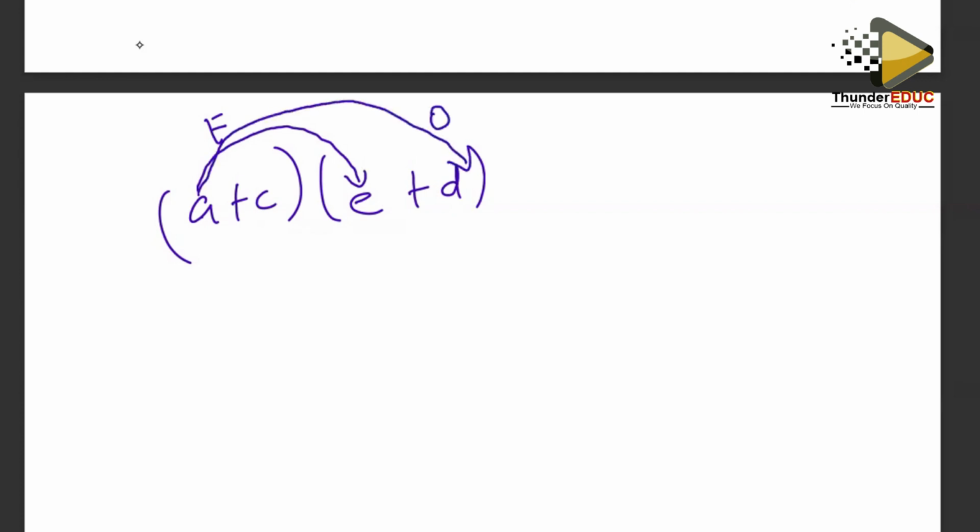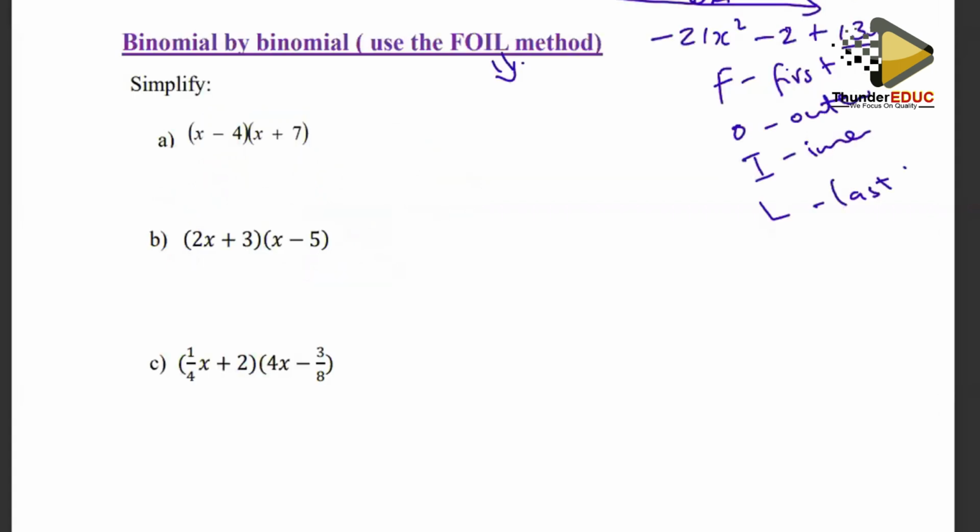That's the O. And then C times E represents the inner terms, they are inside. And then C and D will represent the last term. So C is the last term of the first bracket, D is the last term of the second bracket. So just multiply that and then collect the like terms if you can, okay?